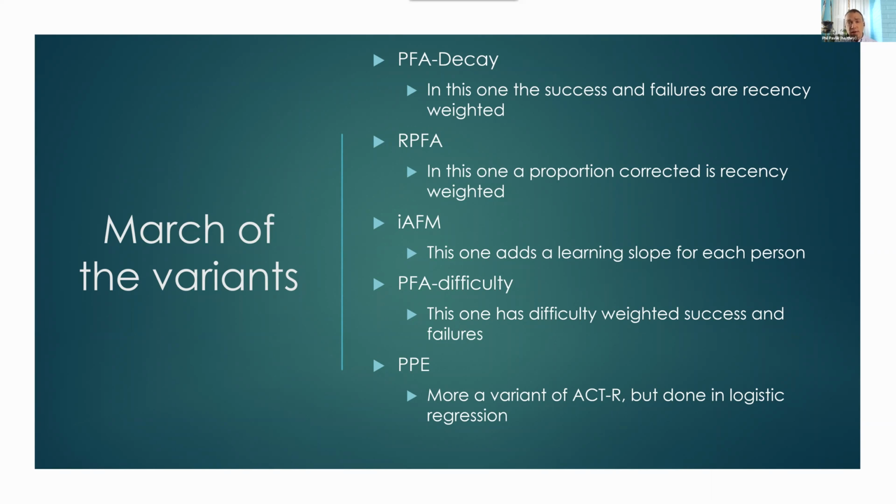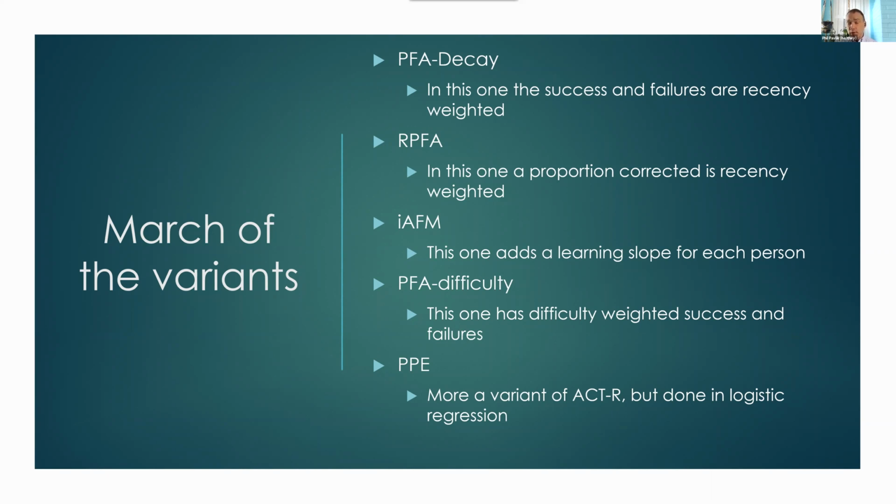Except you're doing it for a proportion. And so you're taking the successes weighted by their recency divided by the total opportunities weighted by their recency. And so that was a nice improvement in fit over PFA.